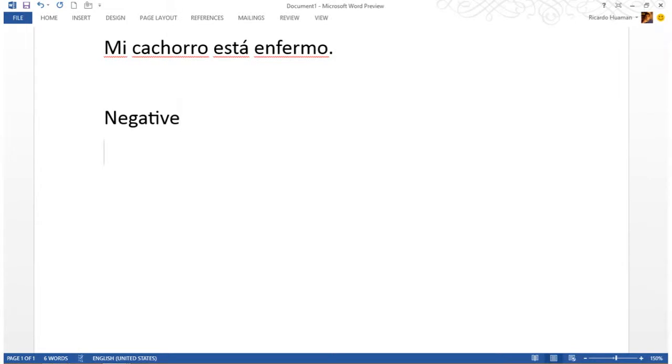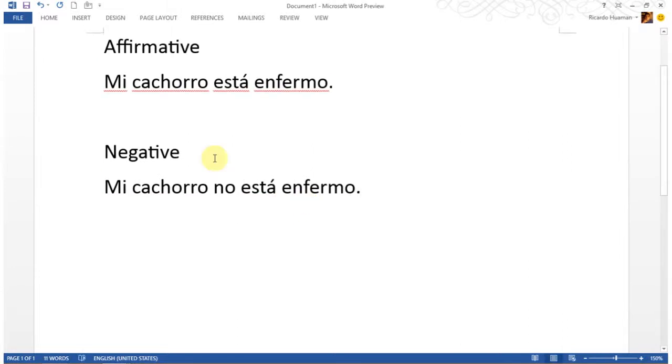Negative. Mi cachorro no está enfermo. Wait a minute, why is that negative? That sounds like it's a good thing. So in grammar, negative just means that there's a no. Affirmative means that there's no no. So when you have a tú command that's affirmative, that means that if you look at the sentence, there's no "no." If you have a negative tú command, you're going to find a no.